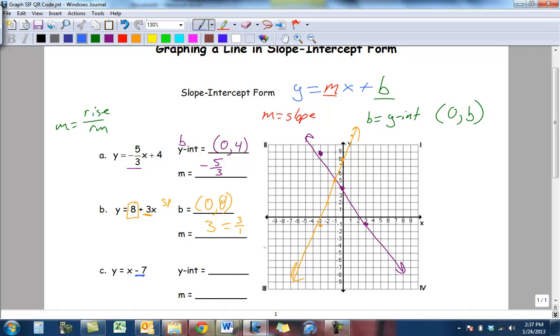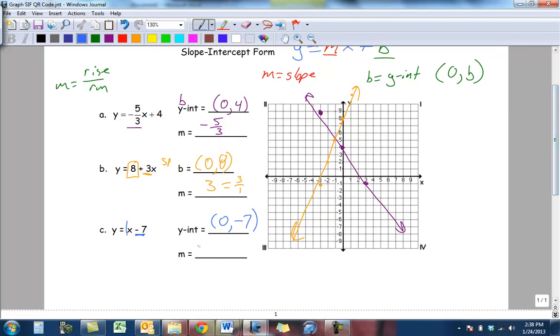the y-intercept says minus 7, so it's (0, negative 7). Our slope. Now the slope is the number in front of x. What number is in front of x? If nothing is there, that means a 1 is there. So our slope is 1, or 1 divided by 1. Rise of 1, run of 1.